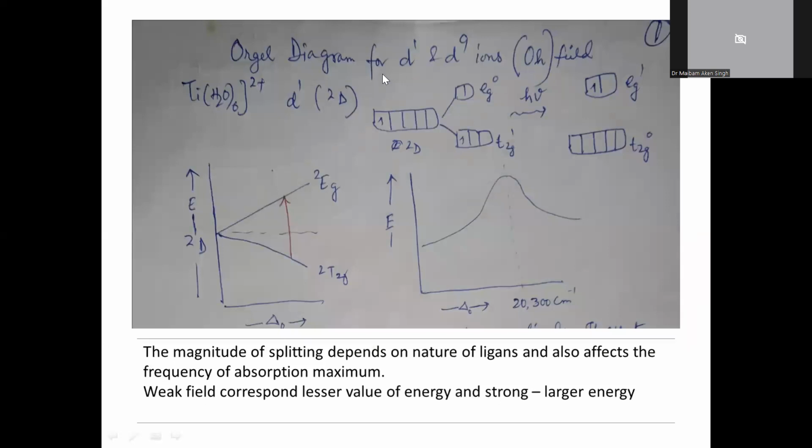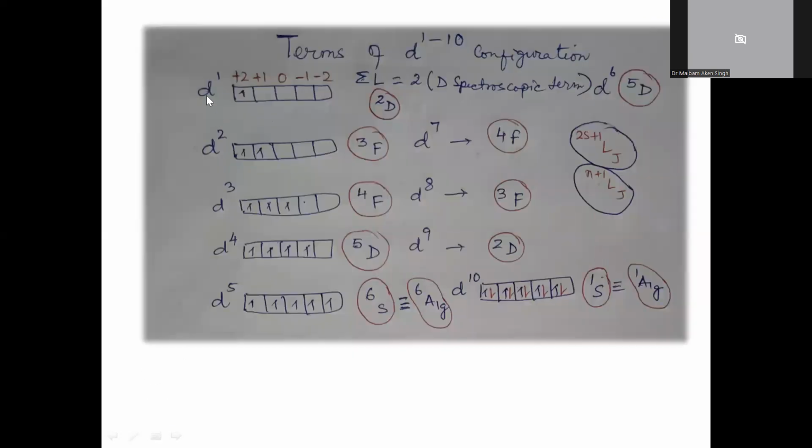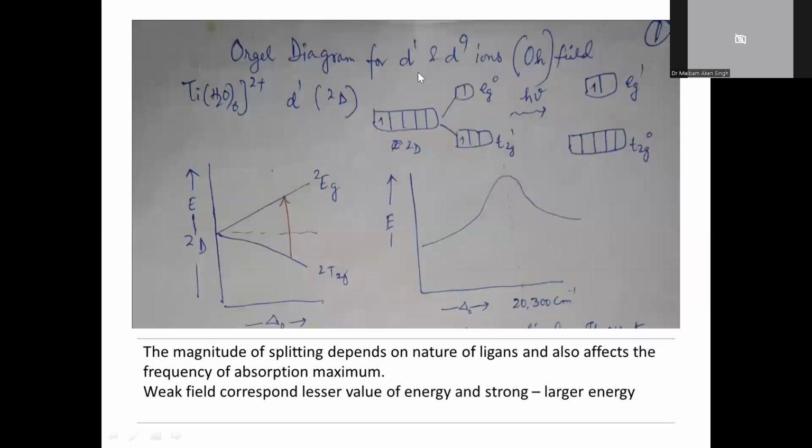Then the Orgel diagram for D1 and D9. Why am I selecting D1 and D9? They give the D term. See D1 and D9. This is also 2D, this is also 2D. This is why it is the same case. For example, we have taken hexaaquatitanium(III), D1 configuration, related to the T2 term.